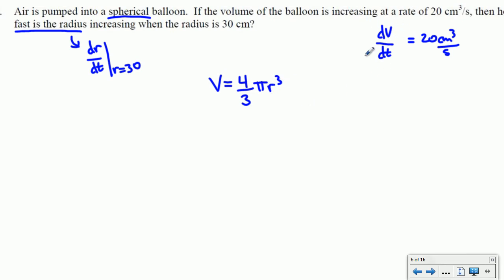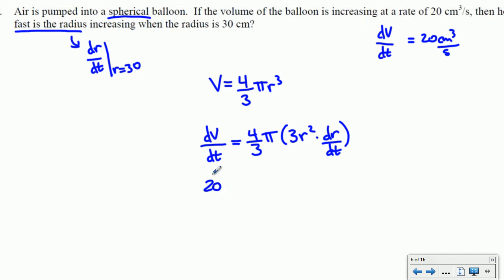We can get a dV dt out of this equation if we take the derivative with respect to time. And there will also be a dr dt in here somewhere as well. So let's do that. The derivative of r cubed, we would have a 3r squared, and then we've got to do chain rule, dr dt. So dV dt is 20 centimeters cubed per second, so we can plug that in there, right? We know that.